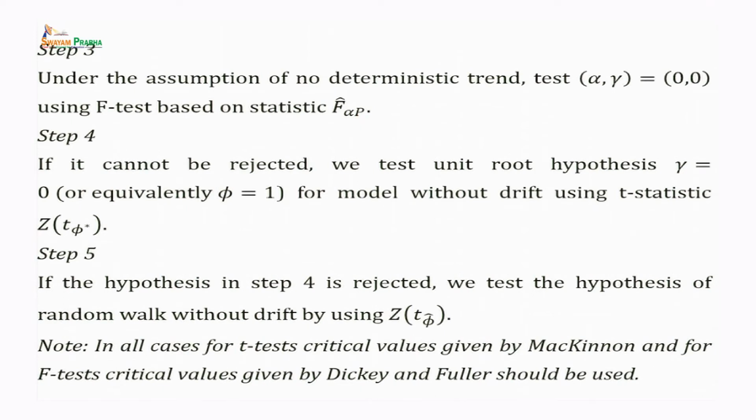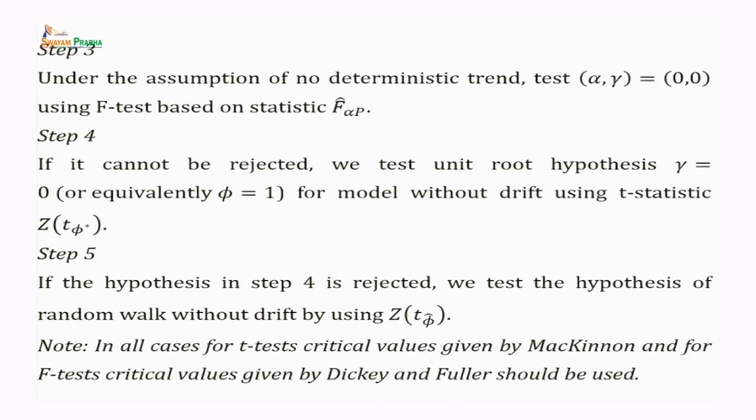In step 4, if the above hypothesis cannot be rejected, we test the unit root hypothesis gamma equal to 0 for the model without drift. So, if this hypothesis is accepted, then we take alpha equal to 0, we consider the model without drift, and we again test gamma equal to 0 or phi equal to 1, and for that purpose we use the t statistic Z_T phi star.